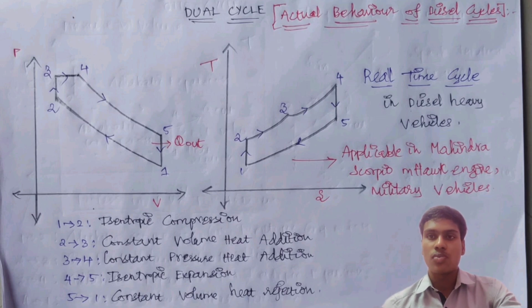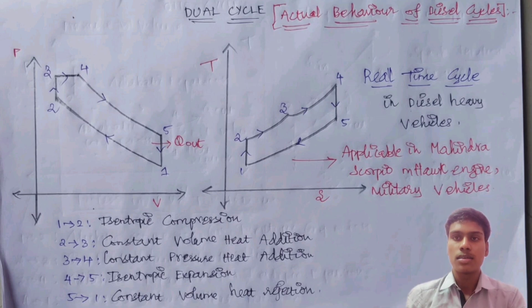And this is the process for the dual cycle. In general, the dual cycle is applied in many vehicles, such as Maruti, Hawk and this kind of models, and military vehicles, and also in marine internal combustion engines. The dual cycle plays a crucial role.